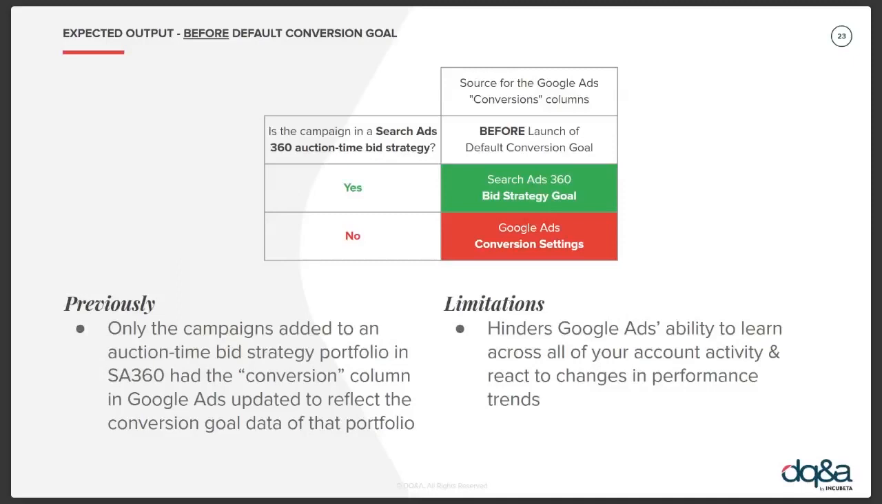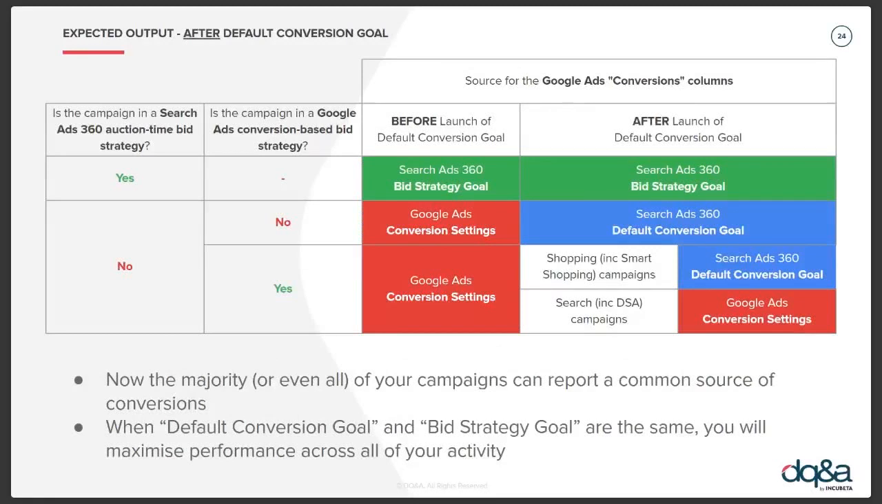Now the default conversion goal has been released, what we can see is this matrix starting from the top left to the bottom right. So if your campaign has a Search Ads 360 ATB strategy enabled, yes, then in Google Ads, naturally that would inherit that same strategy and target. And as we know, before the launch, that would have had the bid strategy goal. After the launch, that doesn't change. It still has that same bid strategy goal.